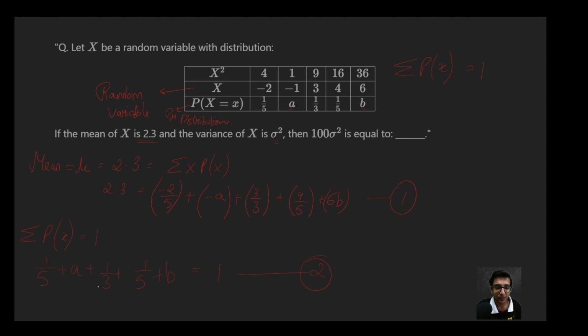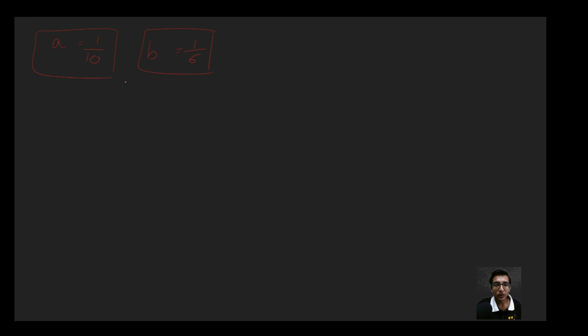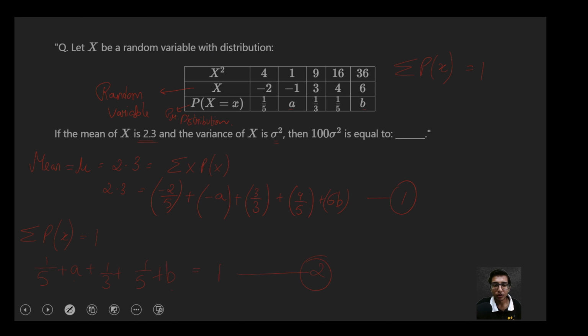From here it is going to be very simple. A plus b is going to be 2 by 5 plus 1 by 3, where the LCM would become 15. So again, it becomes very simple for you to calculate this. Once you calculate a and b, you can replace those values here. A is our 1 by 10 and b is our 1 by 6.